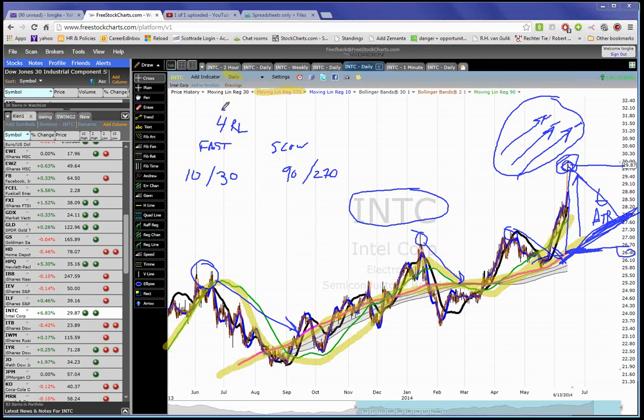The regression line fractal framework has 4 regression lines. There is a fast pair and a slow pair. The fast pair is the 10-period regression line and the 30-period regression line. There's a fast member of each pair and a slow member. In the fast pair, the 10 is fast and the 30 is slow, and the fast one is 3 times as quick as the slow one. Now in the 90-270 pair, the 90 is fast and the 270 is slow.